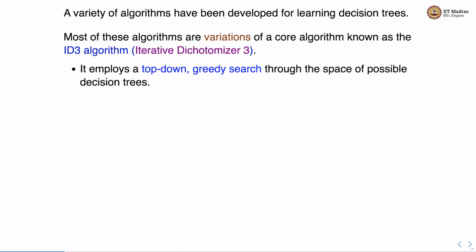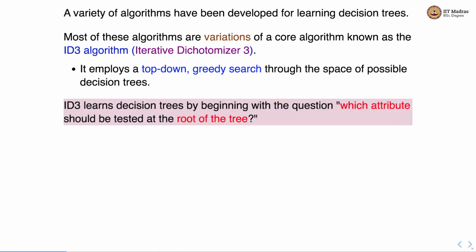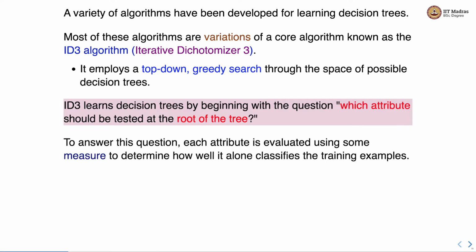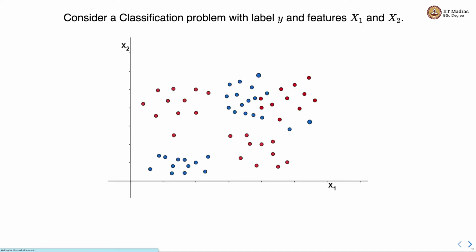So what is the model in case of decision trees? The tree itself is the model. There are so many trees that are possible, and we need to find the tree that is suitable for our training set. The ID3 algorithm employs a top-down and greedy search. ID3 learns a decision tree by beginning with the question: which attribute should be tested at the root of the tree? To answer this question, each attribute is evaluated with some measure to determine how well it alone classifies the training examples.